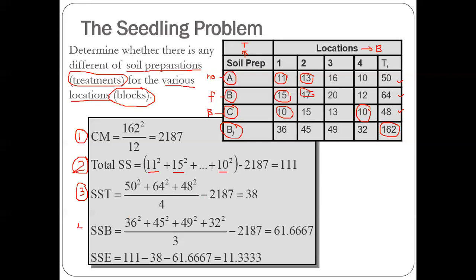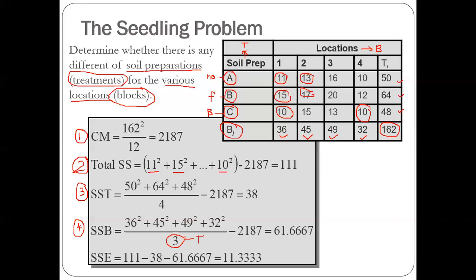And then in the fourth step, you must get the value of SSB, the sum of square of block. So how to get the sum of square of block? That is the total value of the blocks, that is 36 squared, 45 squared, plus 49 squared, plus 32 squared, and divide by the value of treatment. The treatment here refers to A, B, C, that is 3. So divide by 3.